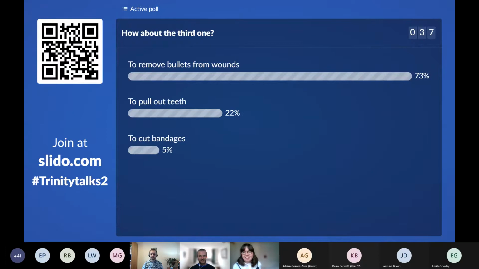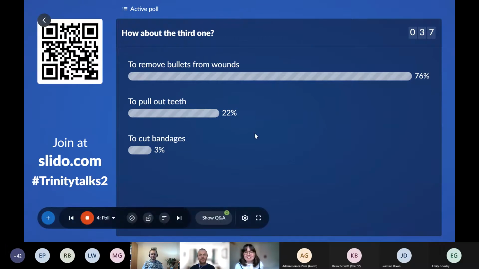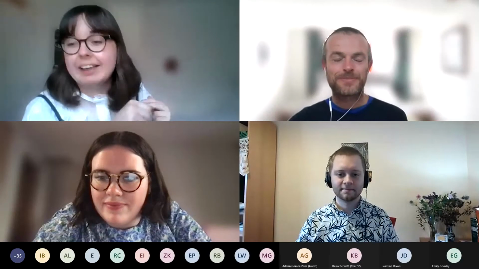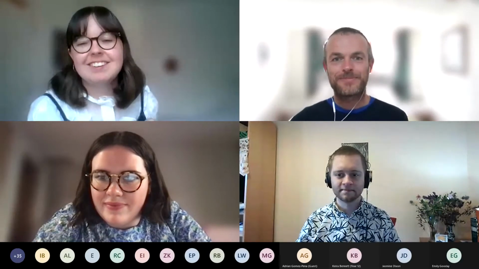So well done, everyone. It is indeed 73% of you are right. It is indeed to remove bullets from wounds. So when we go back to the presentation, we can see a really unusual image which shows an imaginary leg with all sorts of different wounds and all sorts of different tools being used to take bullets out of the wounds.